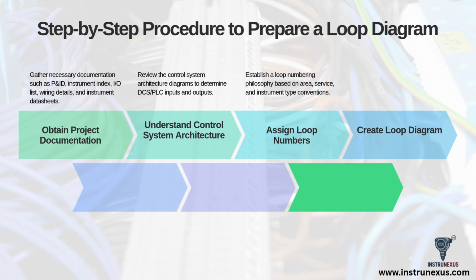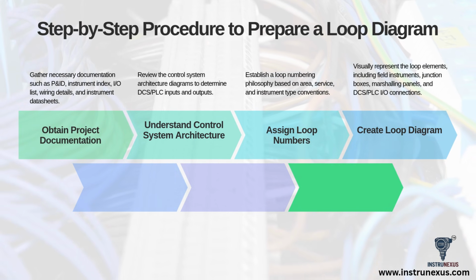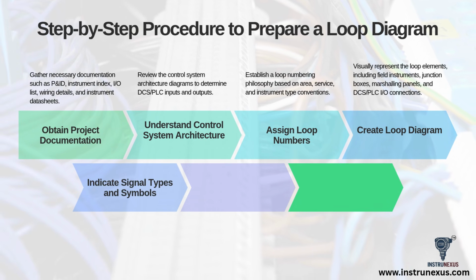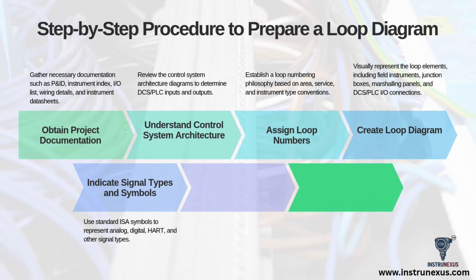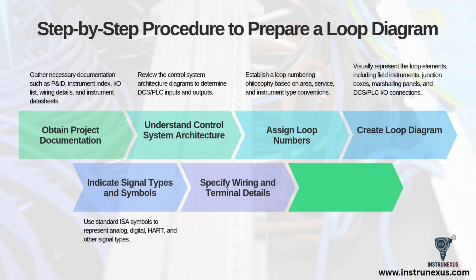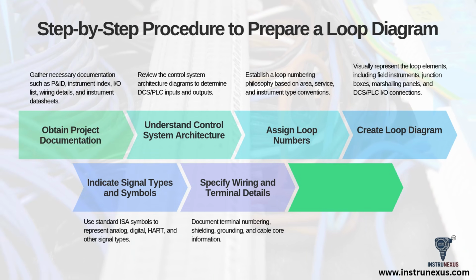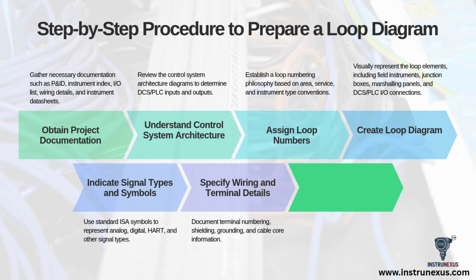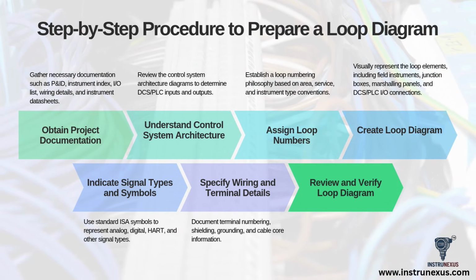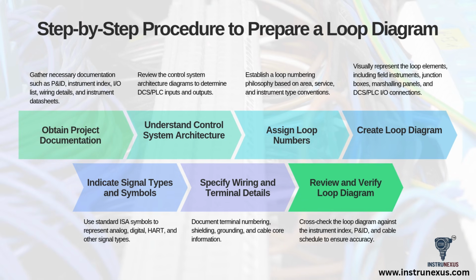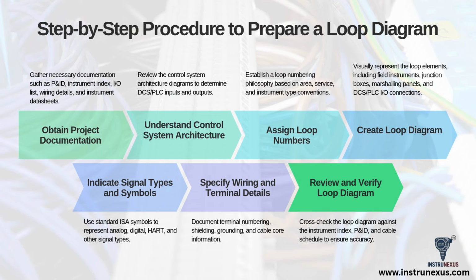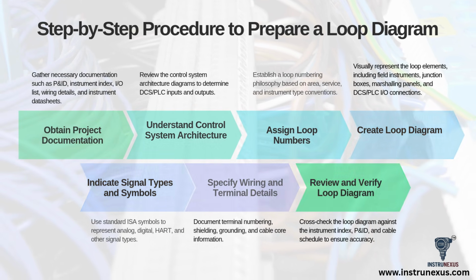Fourth, create the loop diagram, visually representing all the elements from the field instrument to the control system I/O. Fifth, indicate signal types and symbols using the standard ISA symbols for analog, digital, or other signals. Sixth, specify wiring and terminal details. This is critical. You must document every terminal number, cable core color, shield, and ground point. Finally, review and verify the diagram. You must cross-check your completed loop diagram against the P&ID, index, and cable schedule to ensure it is 100% accurate.